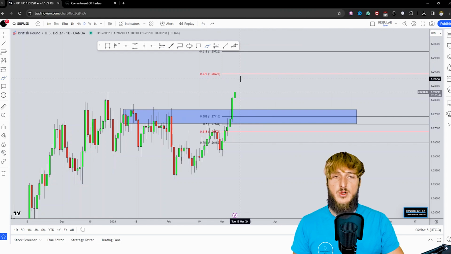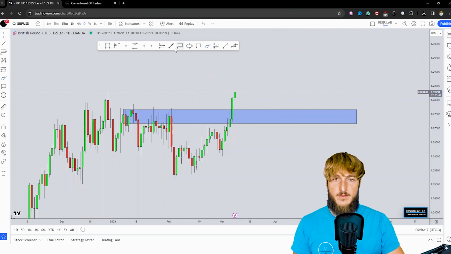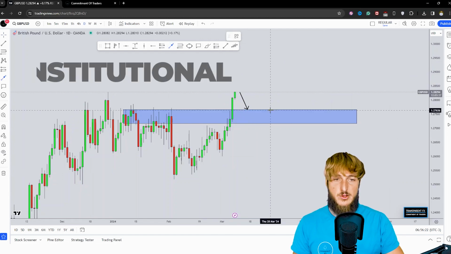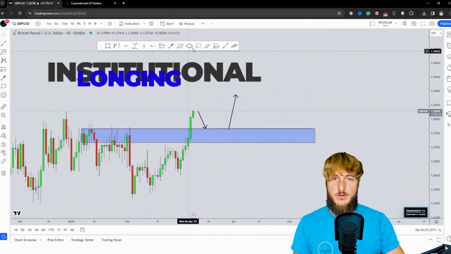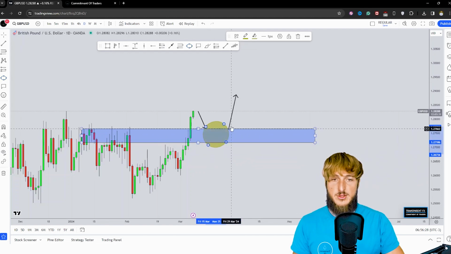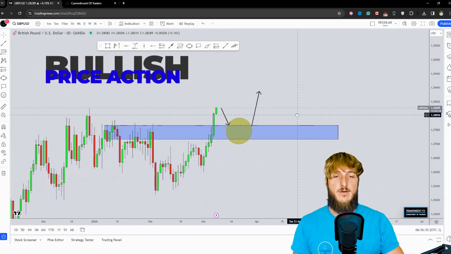And if the market will correct to this confluence of support area, there is very good probability of seeing more institutional longing inside of a confluence of support area, which at that point could further increase the probabilities of a potential push higher away from this zone.